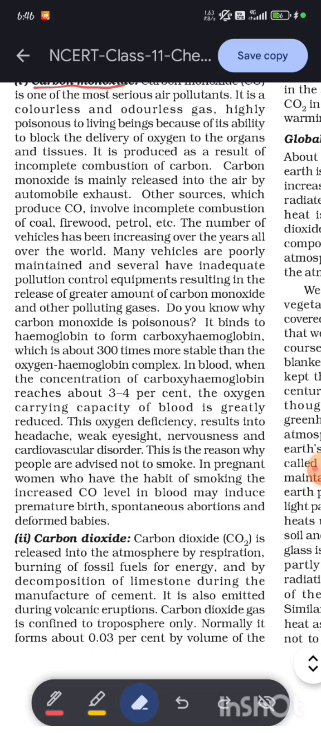The number of vehicles has been increasing over the years all over the world. Many vehicles are poorly maintained.